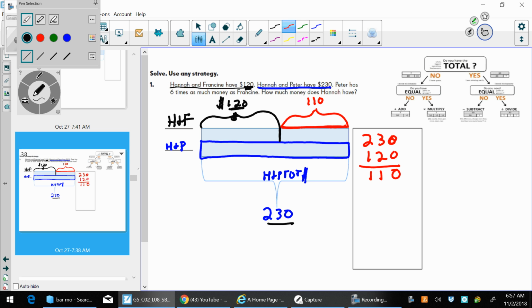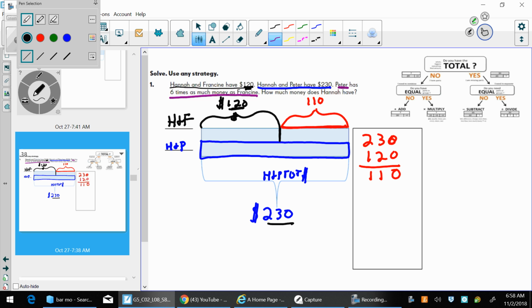Okay, so now let's see what else we have. We also have now that Peter has 6 times as much as Francine. So I don't see where I can do that. It's very difficult until you do some of these problems to really get it, this whole concept and how it works. But once you get it, it's great.